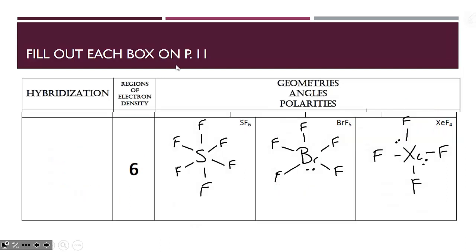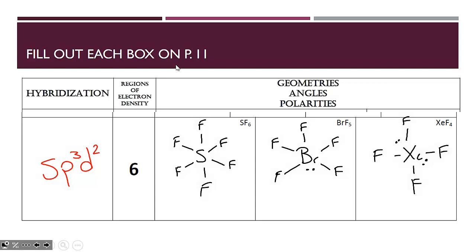6 regions of electron density is as far as we will go in this class. 6 regions of electron density means we will have to pull in 6 orbitals, so we end up with sp3d2 hybridization. These large molecules with 6 regions of electron density have some of the least changes in their bond angles because of lone pairs.